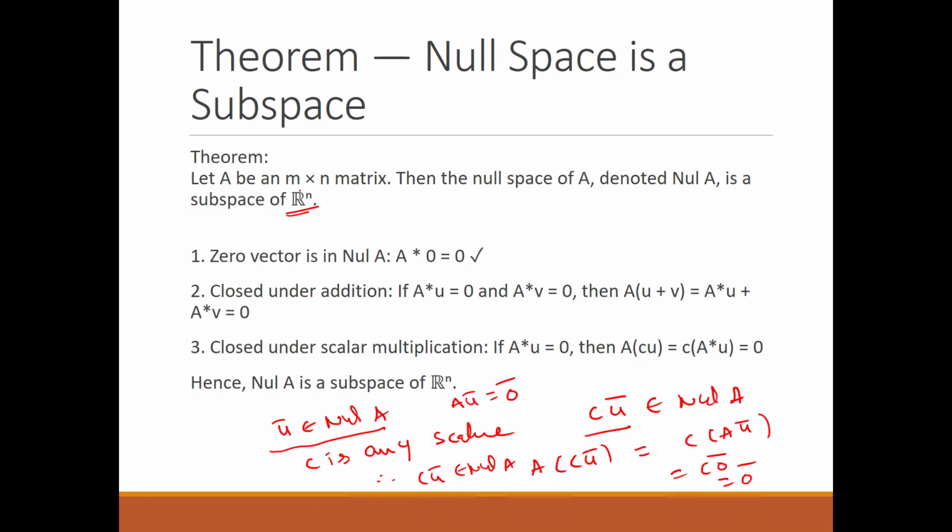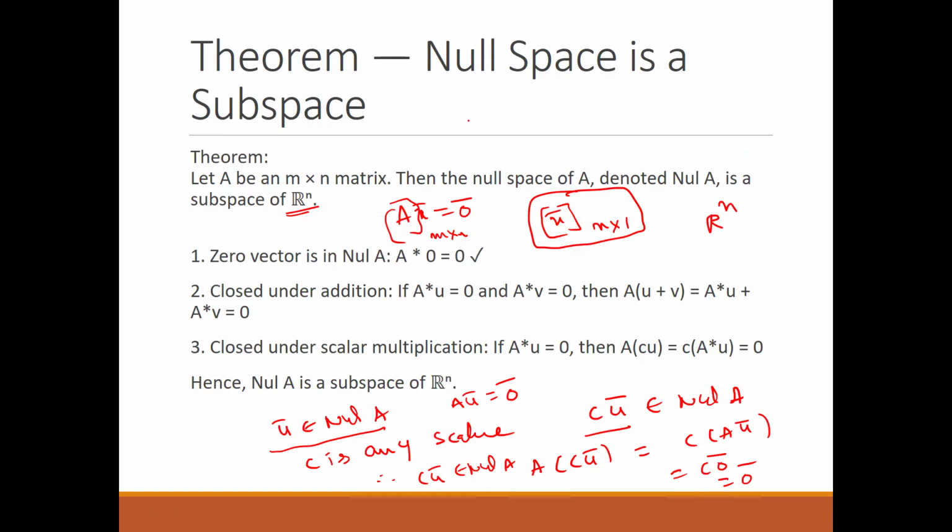Here, Ax bar is equal to 0 bar, and A is an m by n matrix. So x should be an n by 1 matrix. Because x is an n by 1 vector, the null space is a subset of R^n.